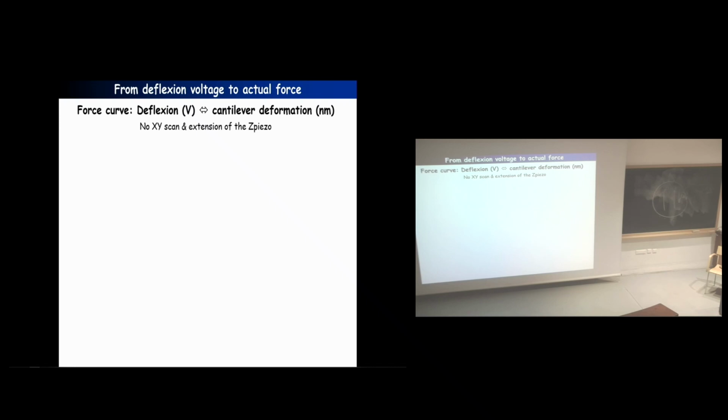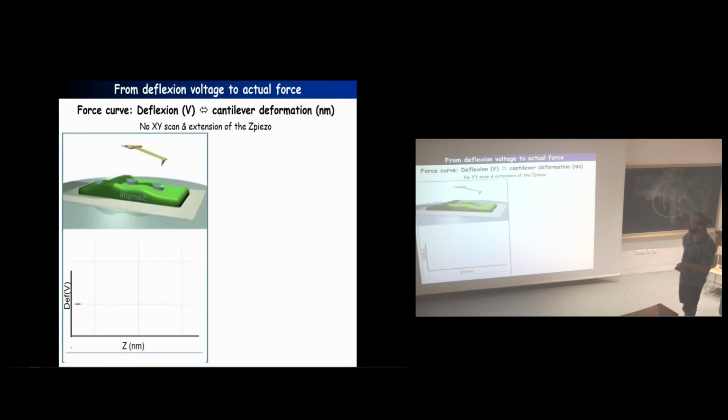At this stage, you can make some AFM images directly. You don't really need to know exactly the force you are using, but sometimes you need to know the force that is related to your deflection. To know that, first of all, you have to know the relation between deflection in volts and the actual cantilever deformation. To do so, you make what we call a force curve. It's very simple in principle. There is no XY scan, and you just extend and retract the Z piezo.